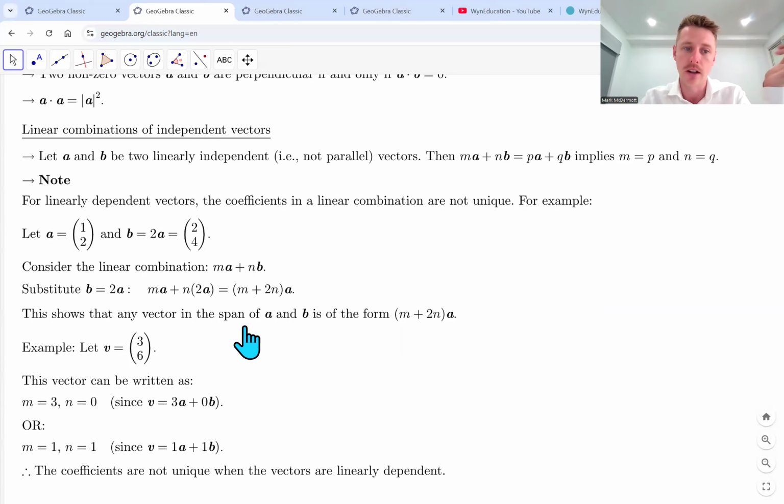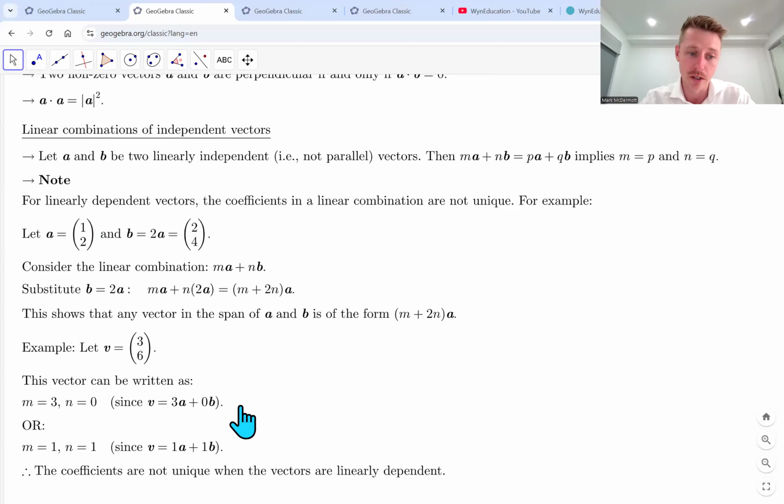The way we technically say that is, the span of A and B is of this form. So for example, if we had some vector v equal to 3, 6, we can see that this vector can be written as, if m was 3 and n was 0, v could be expressed as 3 times vector a, so it'd be 3, 6, plus 0 groups of vector b. So v would be 3a plus 0b.